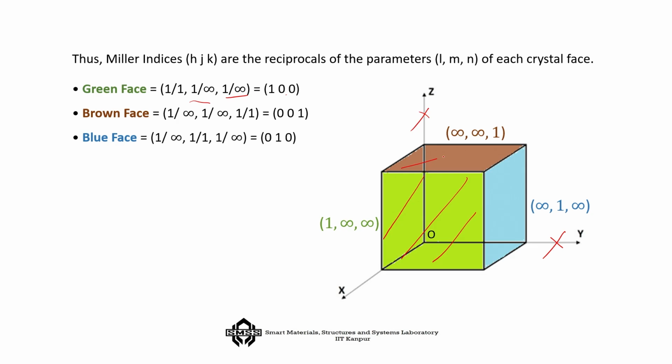Then the brown plane, by similar logic, will become 0 0 1, and the blue plane will similarly become 0 1 0. So, thus for the first basic planes of a cube, you can easily find out the Miller index for each one of them. Keep in mind that if I take another parallel green plane, its Miller index will be the same, because for all the parallel planes, like the other one on the other side, the Miller index is the same. So, that we have to keep in our mind.